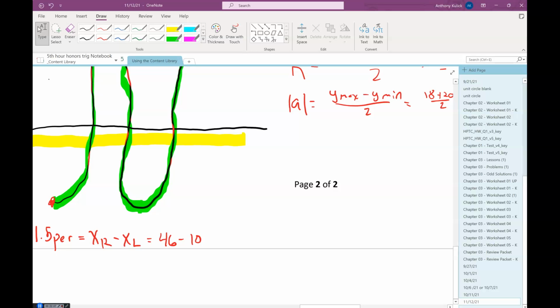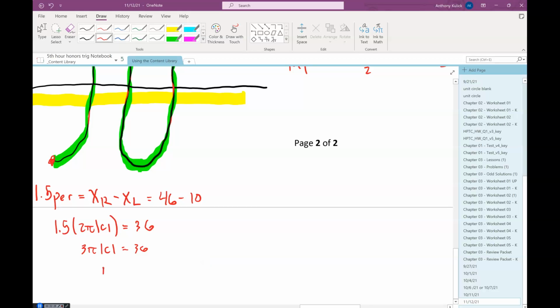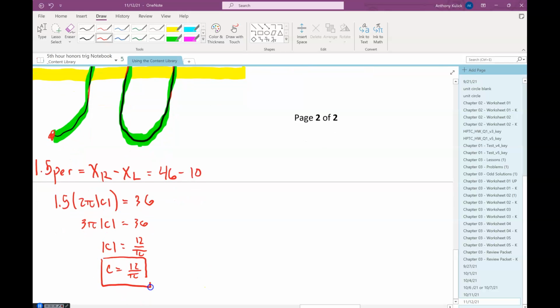So far, so good? Okay. So 1.5 times the period, which is 2 pi over c, should equal 36. 1.5 times 2 is 3. So if I divide both sides by 3 pi, I get that c is pi over 12. Again, we're choosing c to be positive, just like we always do.